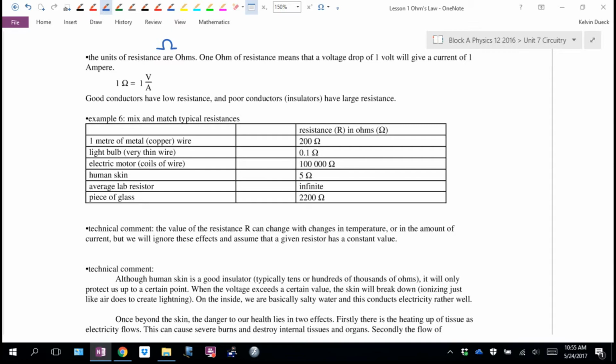Good conductors have low resistance. Poor conductors have large resistance, high resistance. So I have here a mix and match of some typical resistances. I have 6 different items on the left, and I have 6 different resistances on the right. They're scrambled. Look at the ones on the left. Which of those do you think would have the highest resistance? Which of those is the worst conductor? Which is the best insulator, the worst conductor?